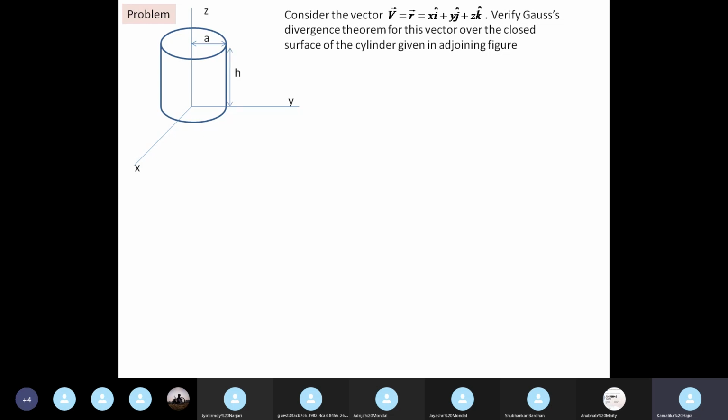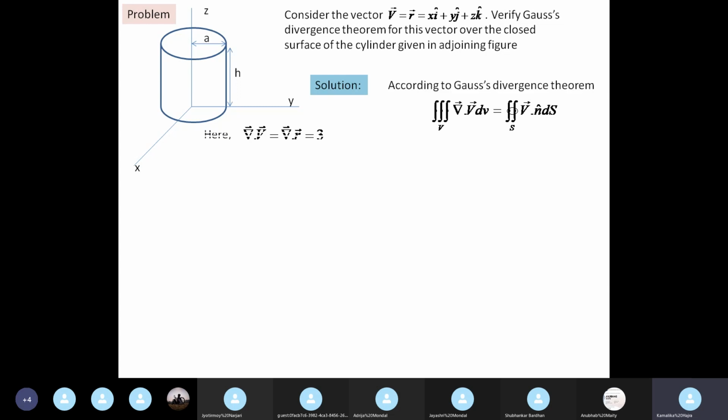Okay, so we have to verify the divergence theorem over this cylinder for the given vector, which is the simple position vector. Solution. This is Gauss's divergence theorem. So we have to basically show that the left hand side and right hand side are equal. Now first let us see what the left hand side gives us.